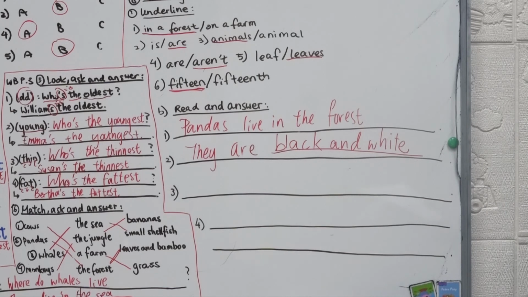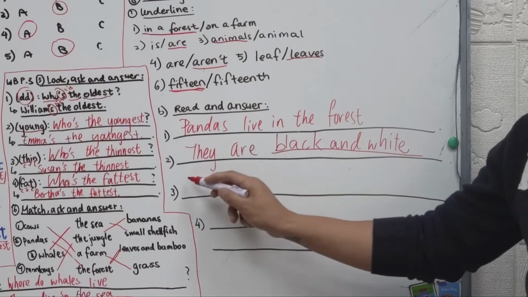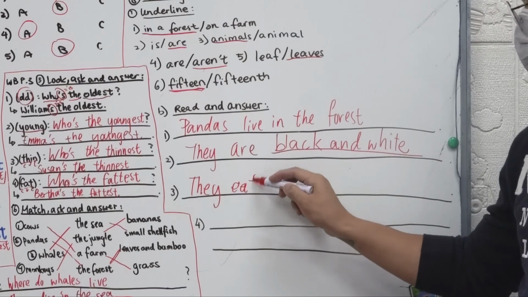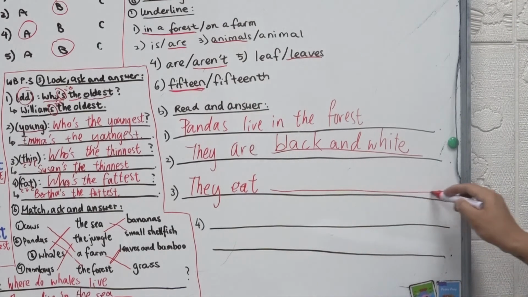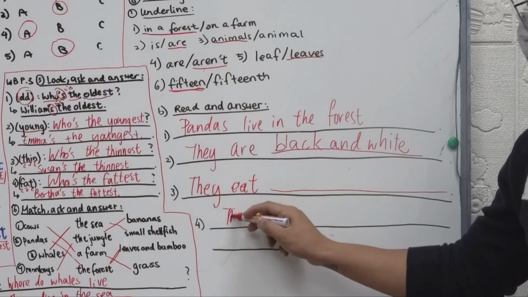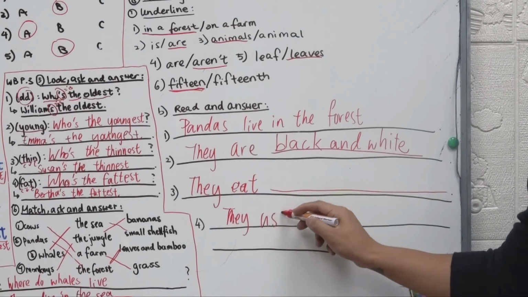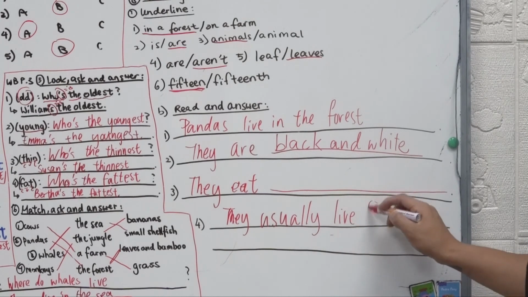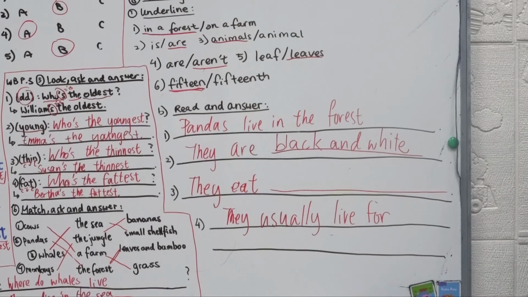Alright, question number 3. What do pandas eat? Alright, we can find them so easily. The answer. So they eat. What do they eat? Please write down the answer. And then question number 4. How long do pandas live? So they usually live, and then how many years?